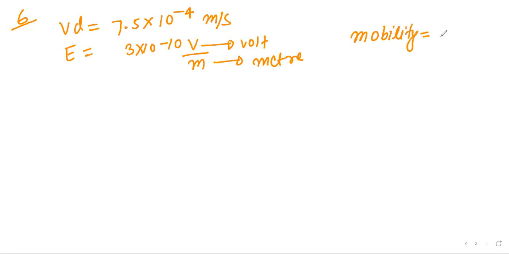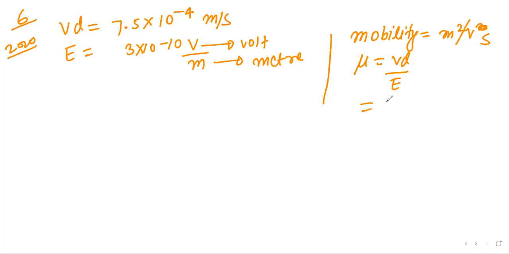Mobility's unit is given as meter square per volt per second. It was asked in 2020. So see the explanation. You have to find the mobility. As we know, mobility is represented by mu, and it is given by drift velocity divided by electric field. We know the values, they are given in the question.